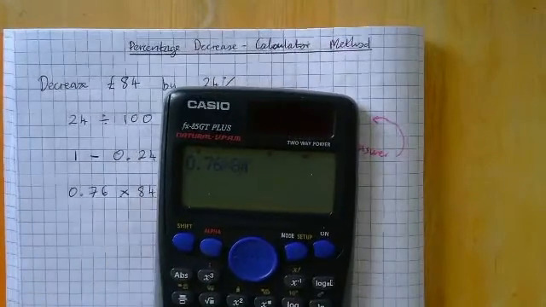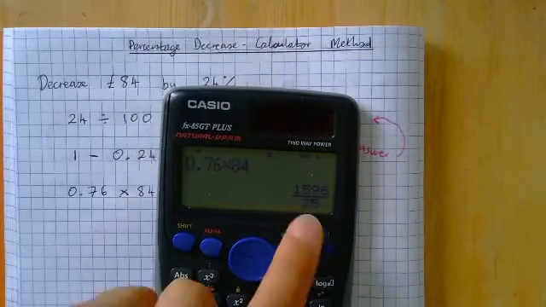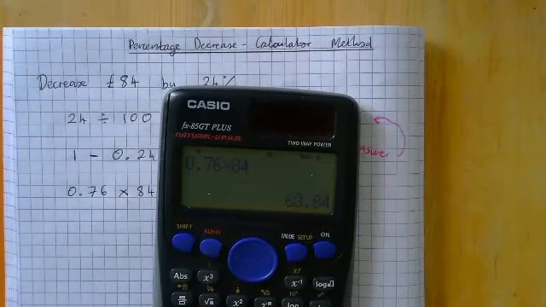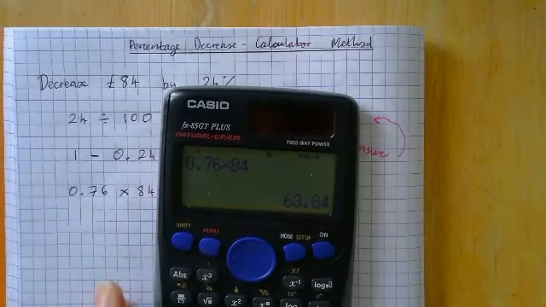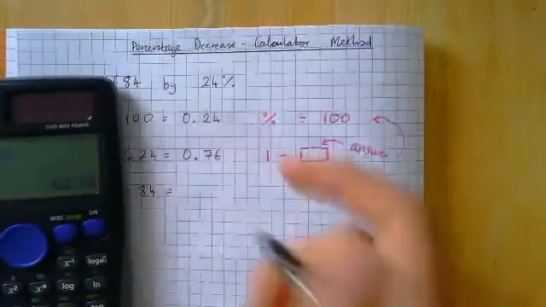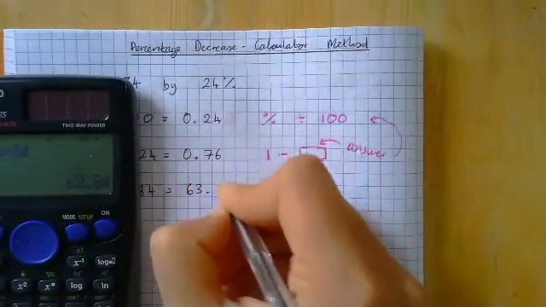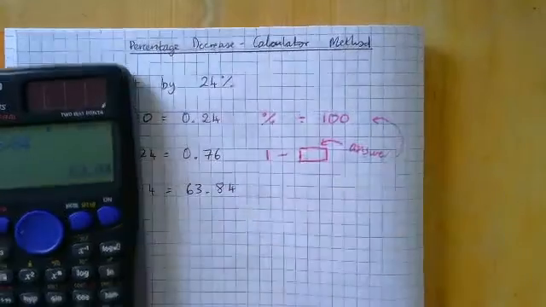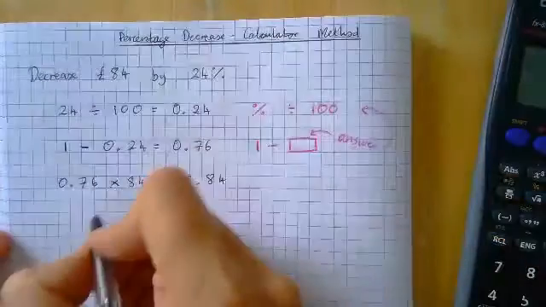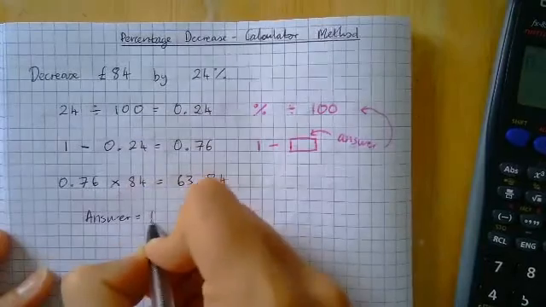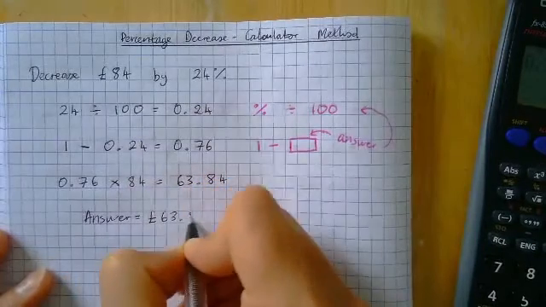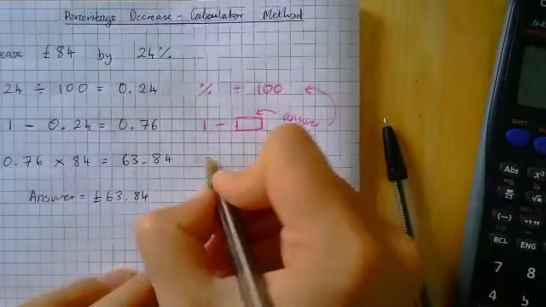So 0.76 times 84. That's another nasty fraction. Press the SD button. There we go. £63.84. Make sure you write down all the decimals. So 63.84. And then remember that I suggested that somewhere we write what our answer is. So answer equals, and I'm dealing with money, 63.84.